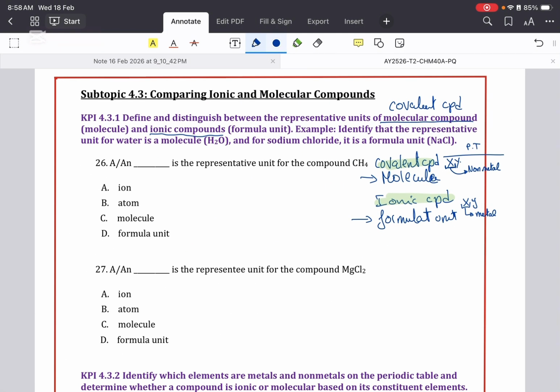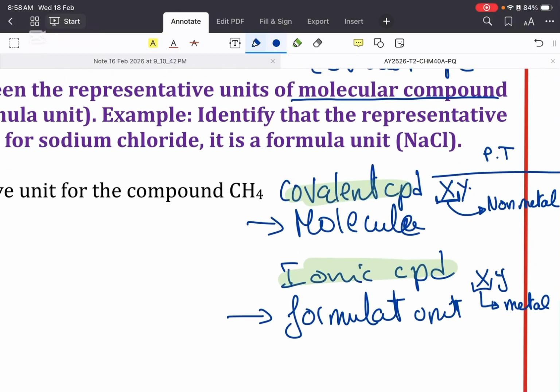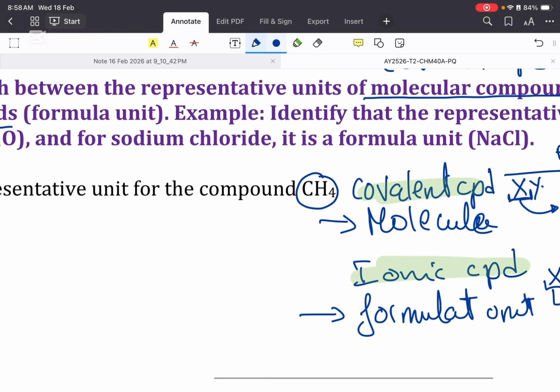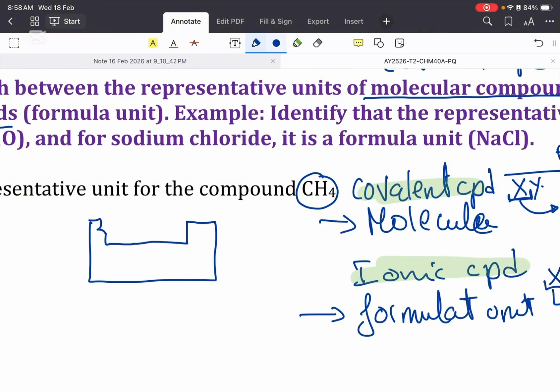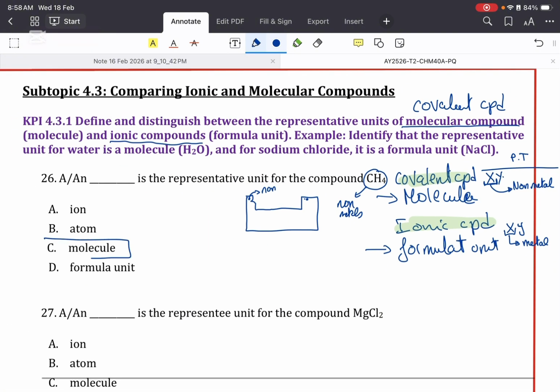Let's see how it goes. What is the representative unit of a compound of CH4? In the periodic table, we find C to be over here. So it's within the non-metals. And hydrogen is also placed with metals, but it is considered a non-metal. So therefore, I am dealing with a molecule.